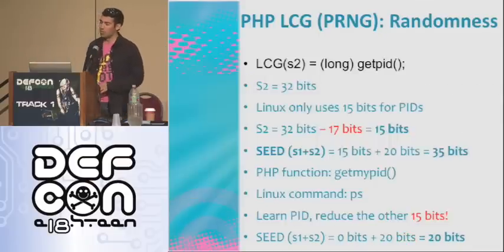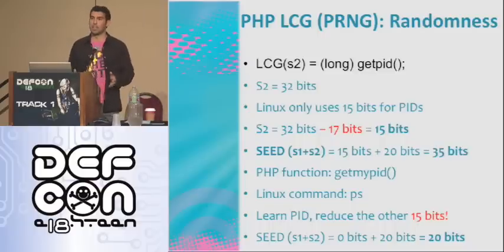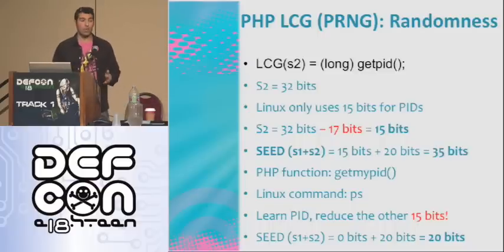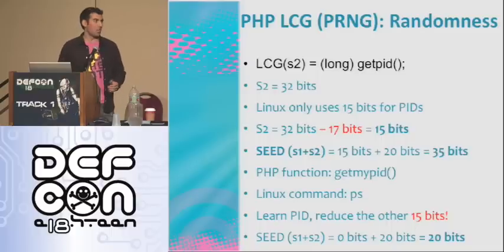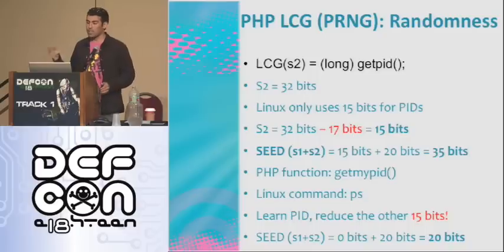So let's look at S2. Process ID. Get process ID. That's 32 bits of entropy. Well, process IDs on Linux are only 15 bits long. So immediately you reduce 17 bits. And if you can execute PHP through any function, if you can execute a program like PS, if you can hit an Apache server info page or something like that, you get the entire 32 bits.